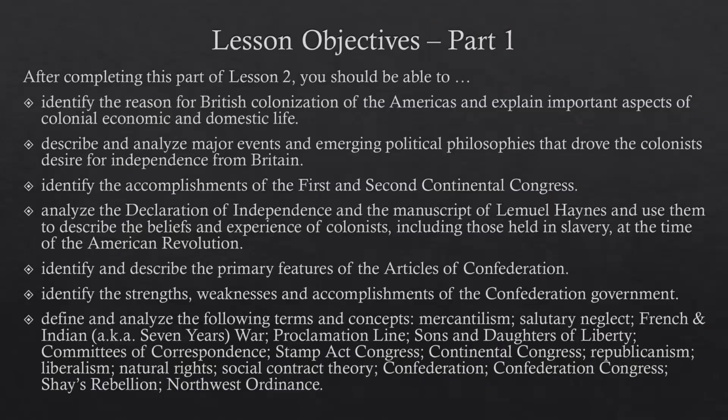And Lesson 2 is devoted to the founding of American national government. This is a list of the objectives, the things I hope you'll be able to do after you complete the entire Learning Module 2. So just make that distinction. You see that it says Lesson 2. This is an online class, so we are working with Learning Module 2 this week and for this lecture.